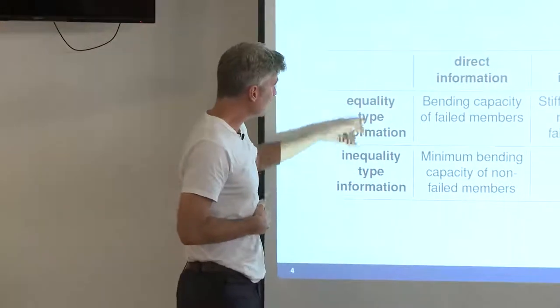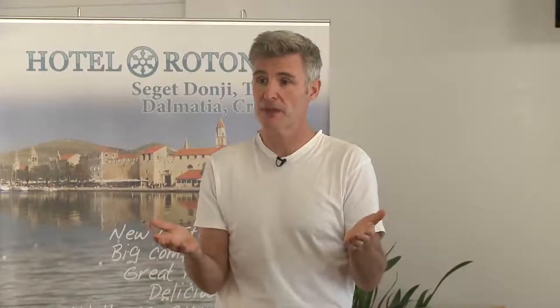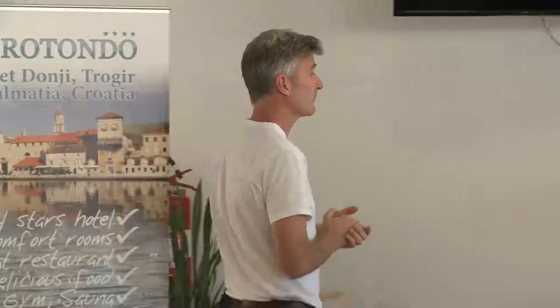And then here we distinguish between equality type information. This is when we get exactly an observation on a value. And inequality type information, this is the information that we know that the value is larger than a certain threshold, or the value is smaller than a certain threshold. This is also very often the case, right? We very often have such kinds of information.